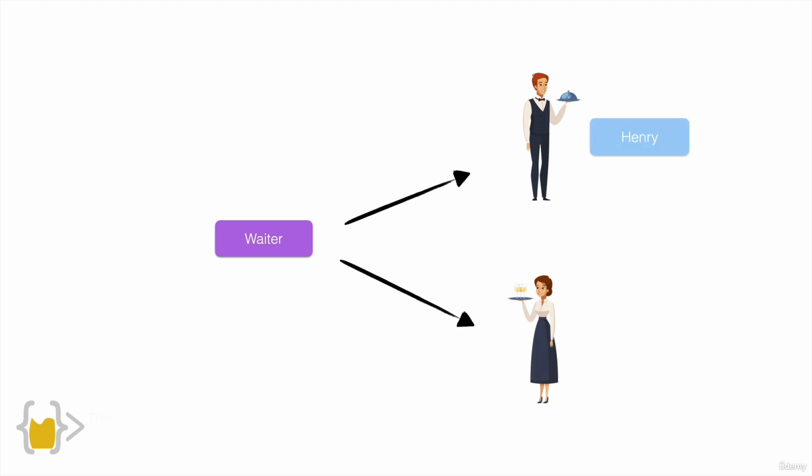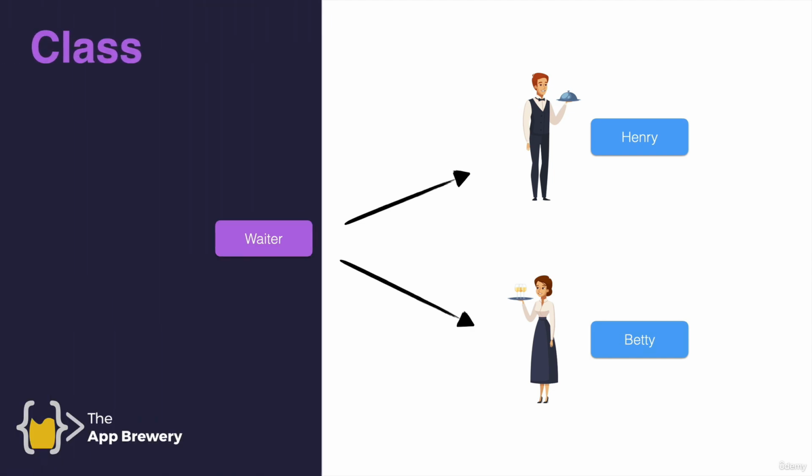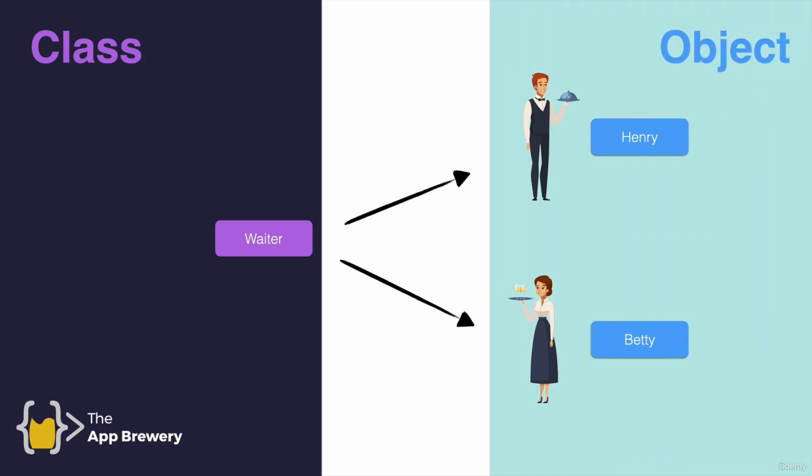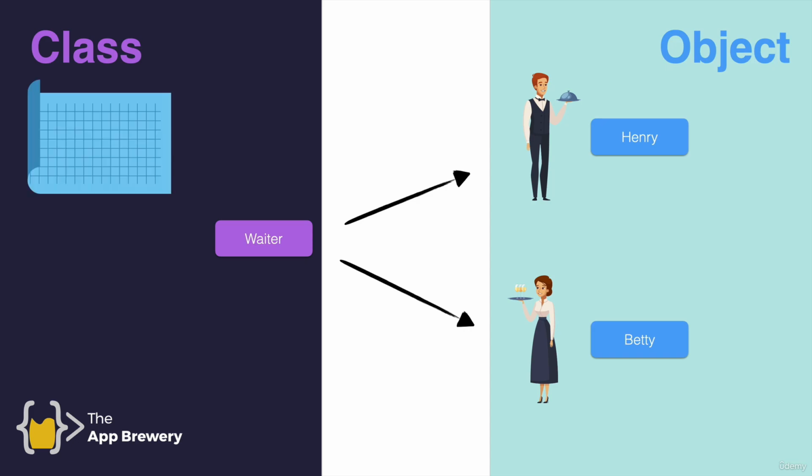So we could have Henry, who's a waiter, and we can also have Betty, who's a waiter. And we can generate as many of these as we want from the same blueprint. And in OOP, we call this blueprint or this type a class. And we call these individual objects that are generated from the blueprint an object. So now let's take a look at how we use these class blueprints to create an actual object.